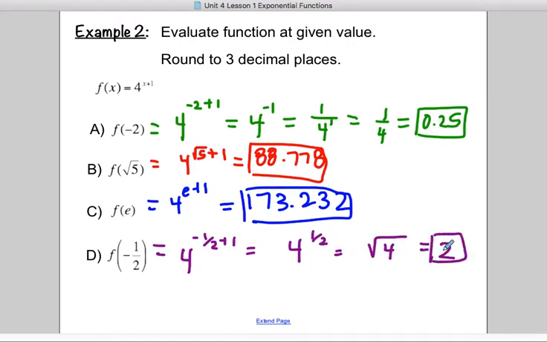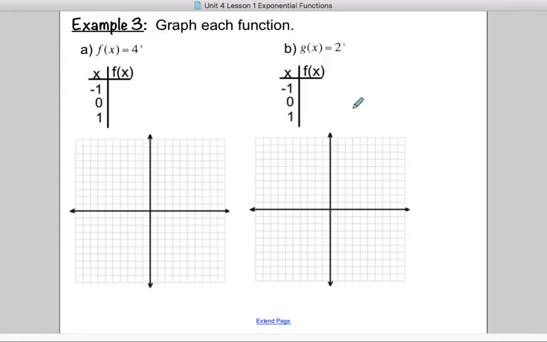So type it in, make sure you can get the correct answer, okay? Then we're gonna go ahead and graph. Same thing, go to your y equals, type in 4 to the x, and then go to your table and type in -1, 0, 1. Notice all of these for exponentials, you can do -1, 0, and 1, okay? So that's what your table setup would be for exponential functions.